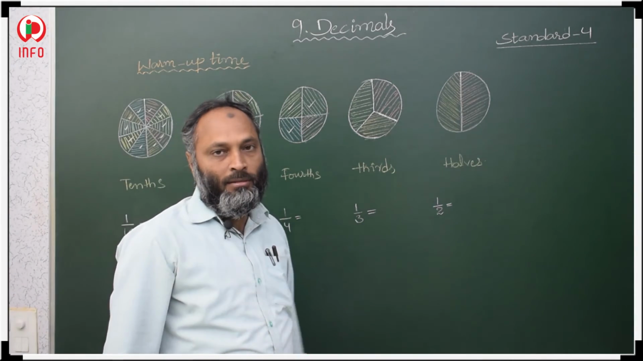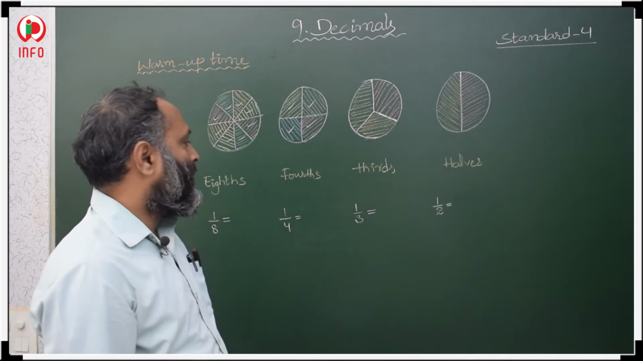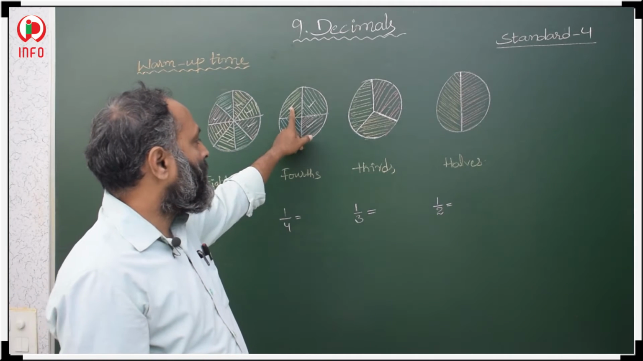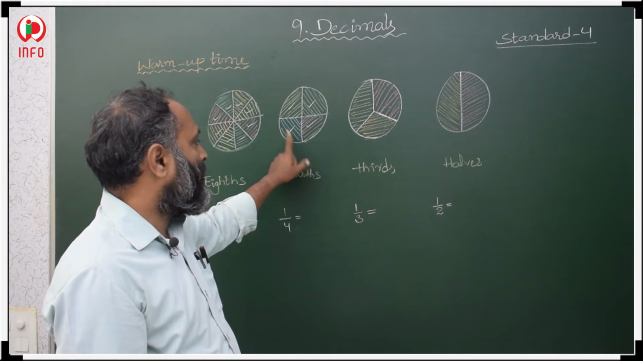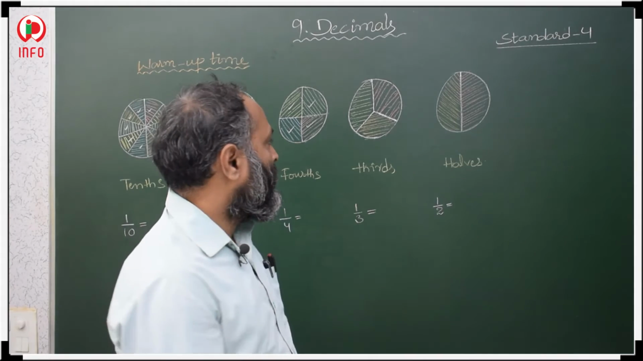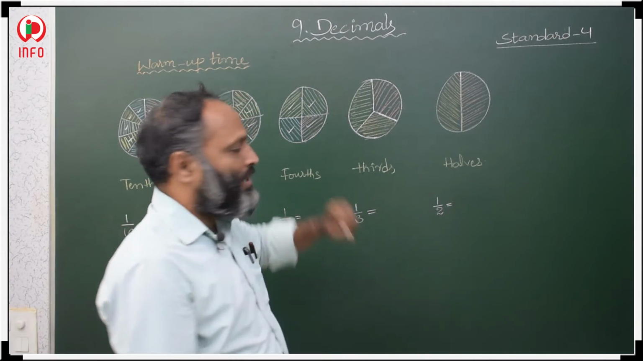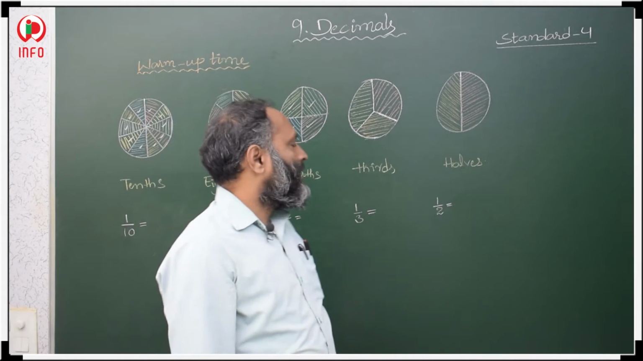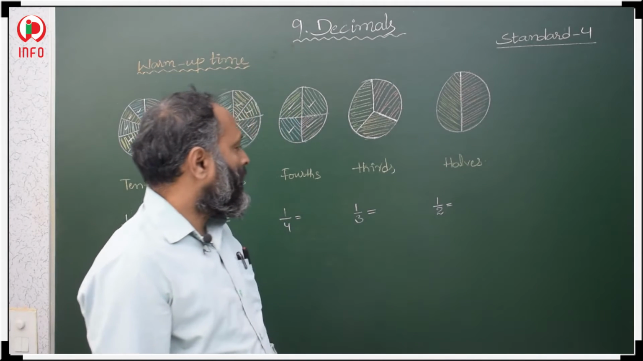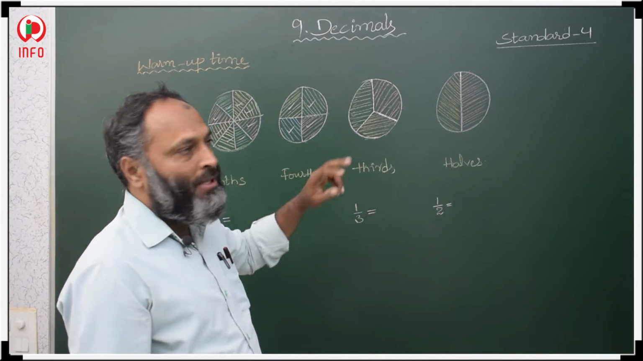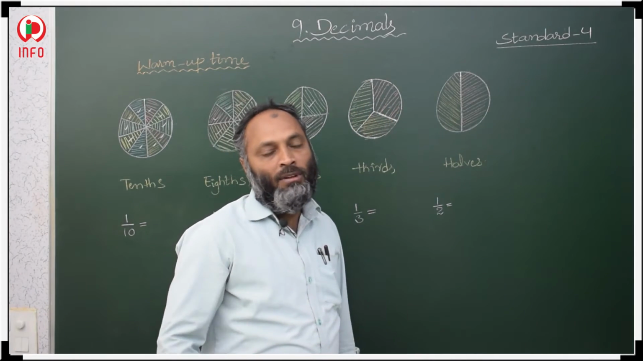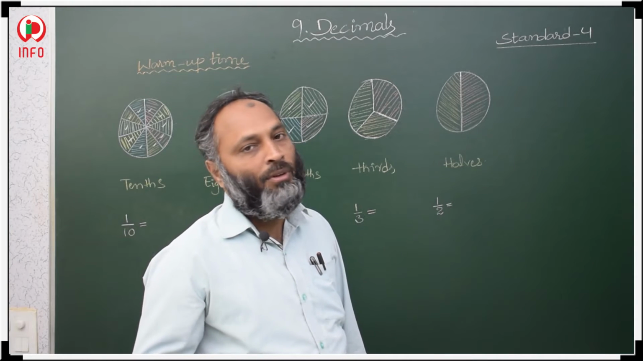4 fourths. Then how to represent each equal part? Each equal part we can represent as 1 by 4. This is 1 by 4, 1 by 4, 1 by 4 and 1 by 4. Each equal part can be represented as 1 by 4. In the next, fourth circle, the circle is divided into 3 equal parts. Each equal part can be represented as 1 by 3, 1 by 3 and 1 by 3.